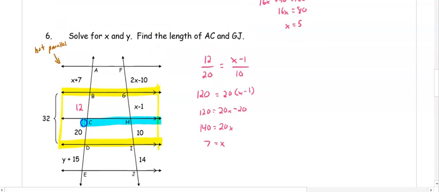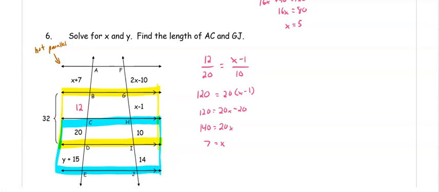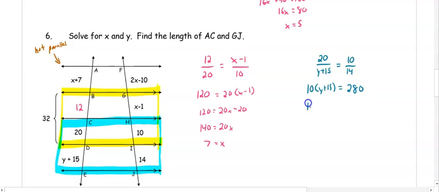Then to solve for y, we can use these 4 sections. So when we set up our proportion for y, we have 20 over y plus 15 equals 10 over 14. So as we cross multiply, 10 times y plus 15 equals 280. We can distribute the 10 and subtract 150, so we get 10y equals 130. So y is 13. Then we can substitute in to find the lengths that we need.